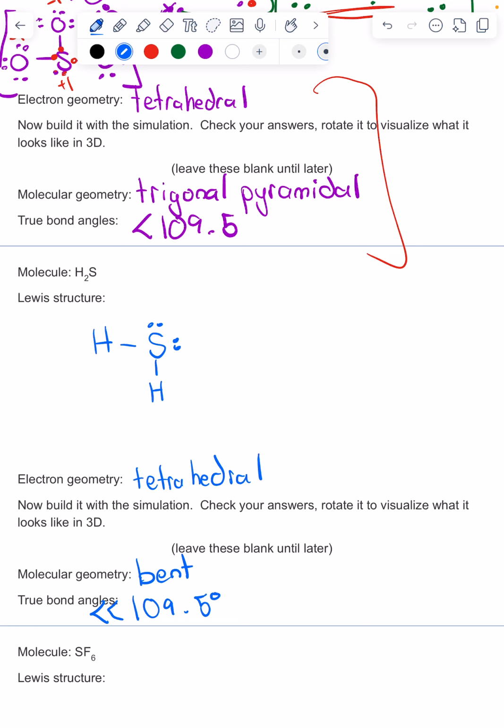Okay, this is extremely similar to water. 4 groups, 2 of which are bonding. So the electron geometry is tetrahedral, the molecular geometry is bent. The true bond angles are less than 109.5.